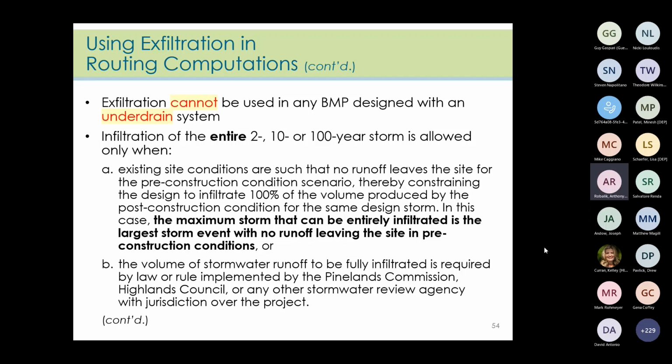You must determine which is the maximum storm for which no runoff leaves the site in the existing condition, or if infiltration of the entire storm is required by a law or rule established by the Pinelands Commission, the Highlands Council, or other stormwater review agency that has jurisdiction over the project.